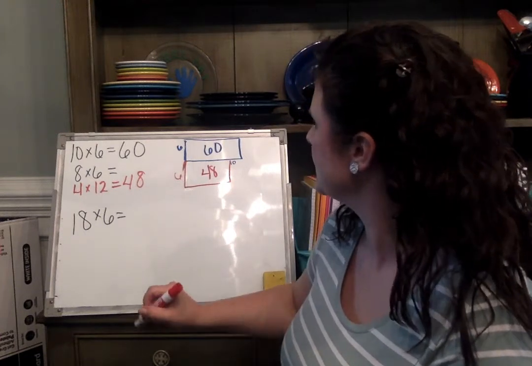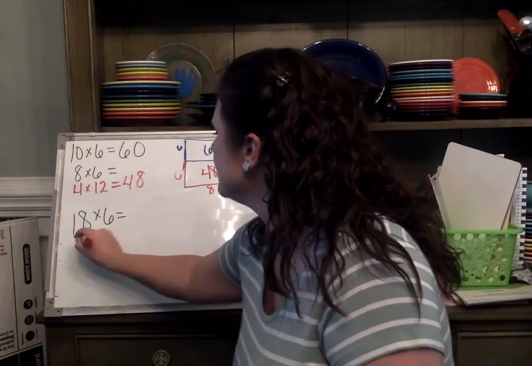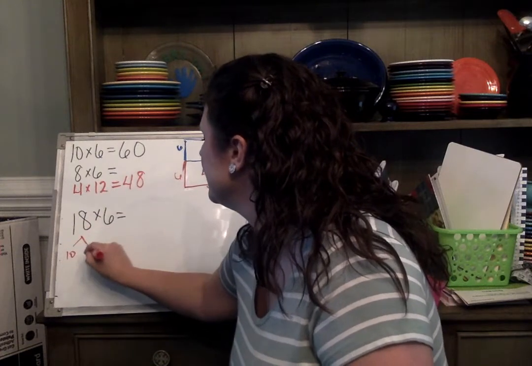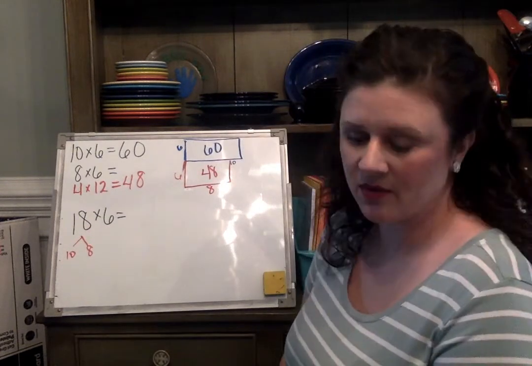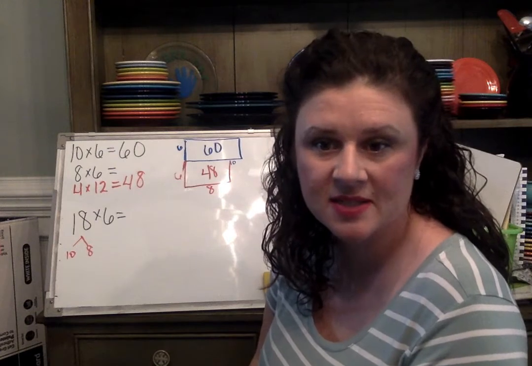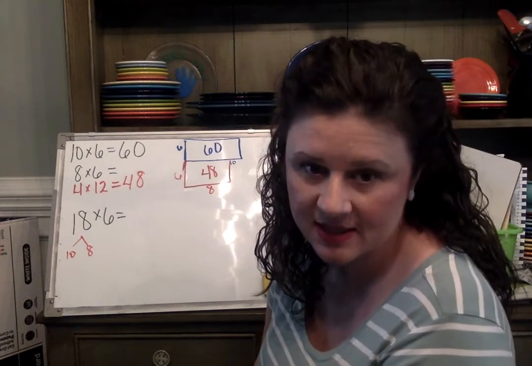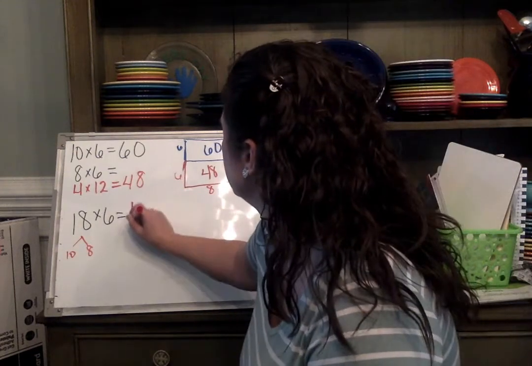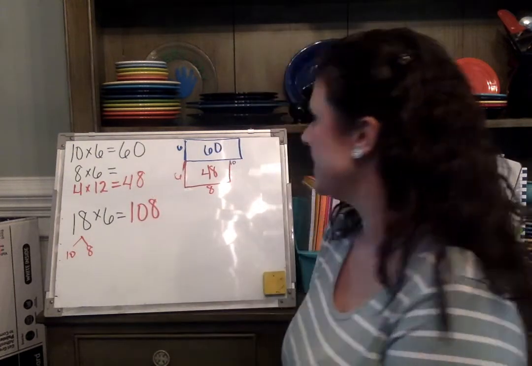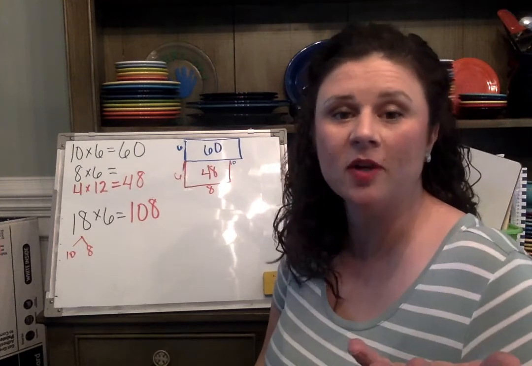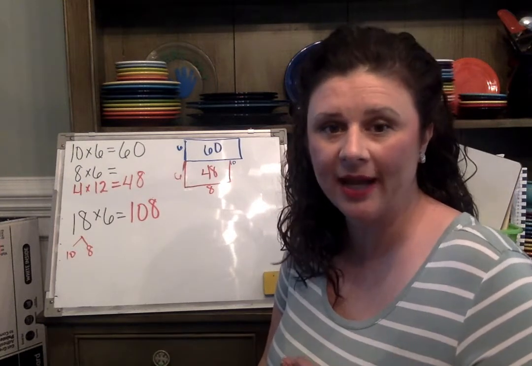Hey, look at this. Inside that 18 is a 10 and an 8. So if I knew a 6 by 10 was 60 and a 6 by 8 was 48, then I would know 18 times 6 is 108. Now I know 60 and 40 make 100, plus 8 more would be 108.